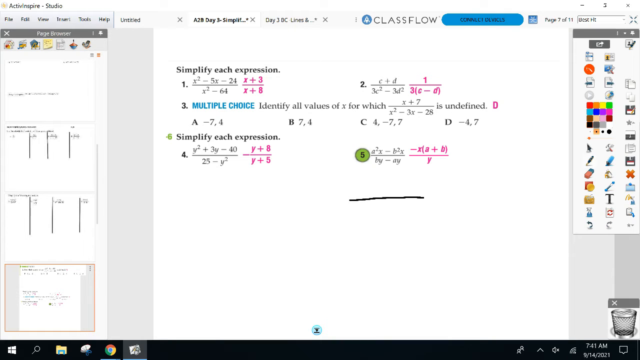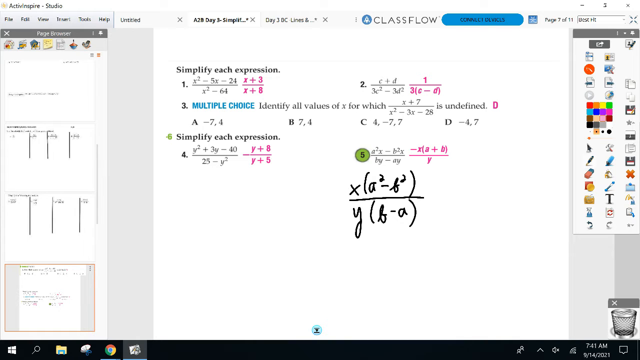So I look at the top, I can take out an x. I take out an x, I'm left with a squared minus b squared. On the bottom, you can take out a y and be left with b minus a. All right. So it's just GCF so far on the top and the bottom. Next step, now there's nothing you can cross out here.